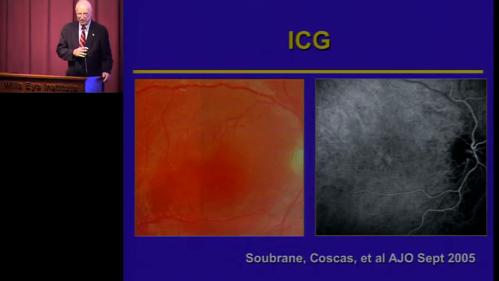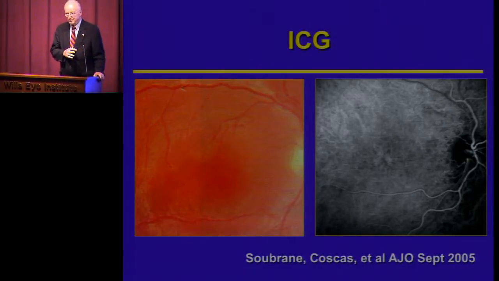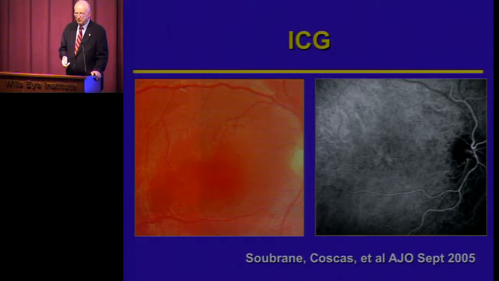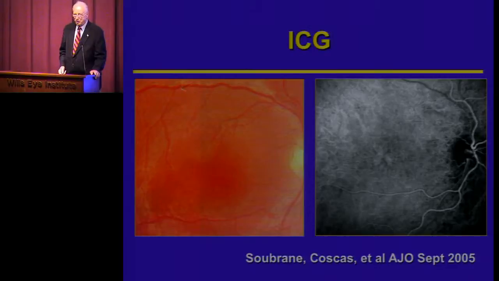Now, I bring it up because this was a youngster. And the question is, do you put a youngster to sleep just to do a fluorescein angiogram that might show a change like this that isn't going to influence treatment or not? What do you think? How many would put the kid to sleep and do the fluorescein angiogram? Not fluorescein, ICG, which is not without risk. Nobody? Okay, one maybe.